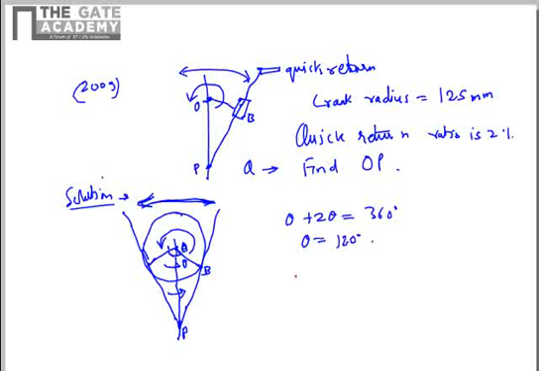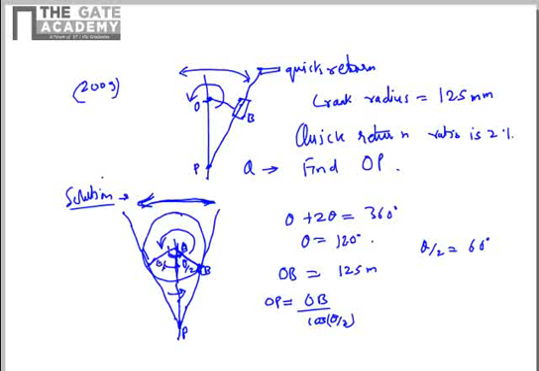So we know OB is given, that is the crank radius, 125 mm. This angle theta is 120 degrees, and by symmetry theta by 2 will be 60 degrees. So this is 60 degrees, and the tangent to the circle is a right angle. So this is a right angle triangle. This angle is 60 degrees. Since this length OB is 125 mm, OP is equal to OB by cos theta by 2.